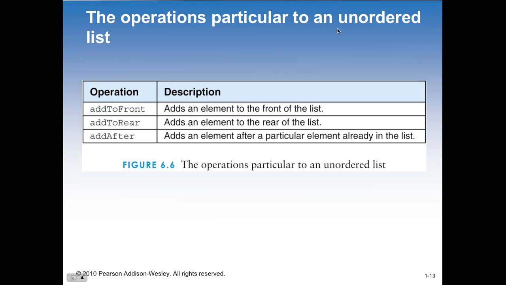Operations that are particular for an unordered list might be add to the front, add to the end, add after something. So you could, for example, have an alphabetical list, and maybe it's by first name, and a new name comes in. You can find where it's supposed to go, and then add after that. So your insert doesn't actually add at the beginning or at the end. Instead, it adds wherever it's supposed to be.